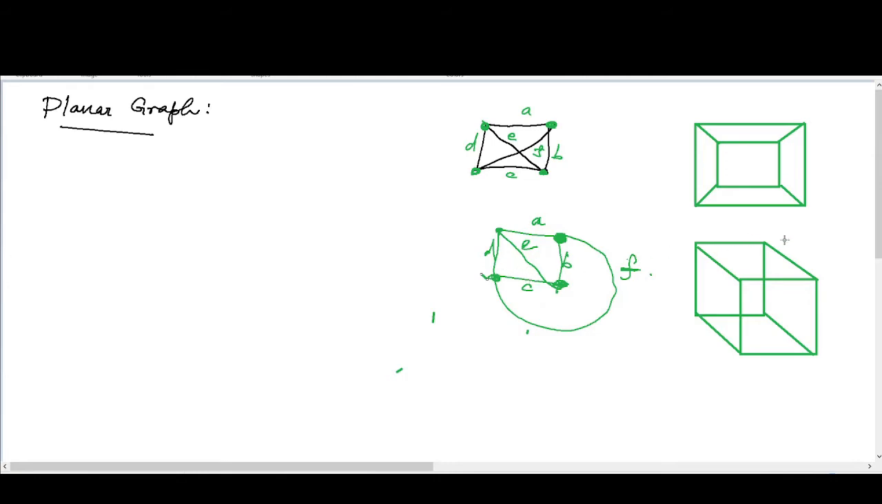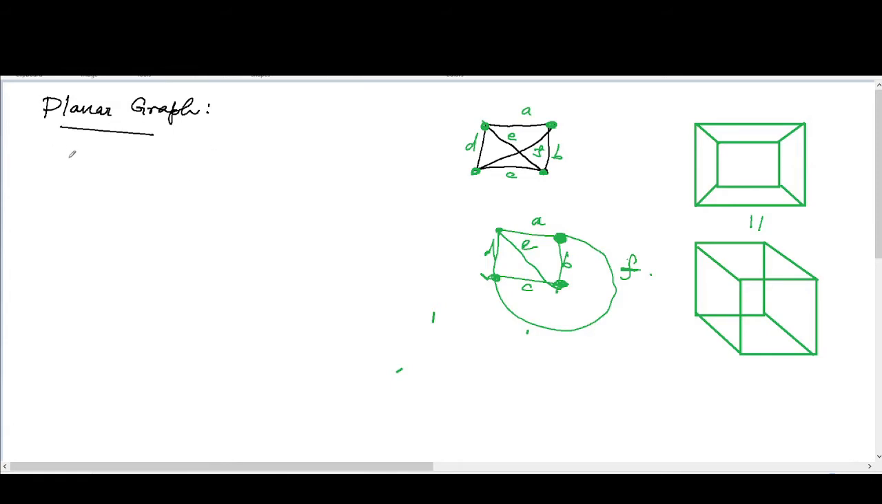Similarly, here we consider this graph. You can see that no edges overlap here, so this is a planar graph. Actually, this is the planar representation of the cube. So, this is all about planar and non-planar graphs.